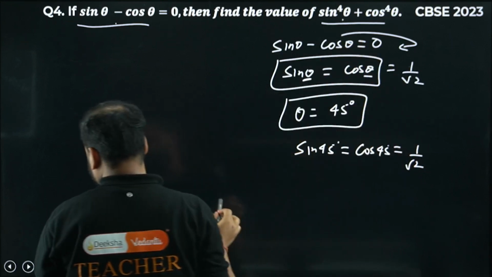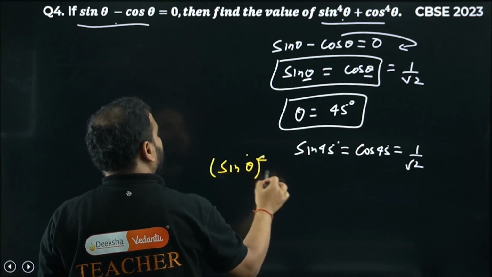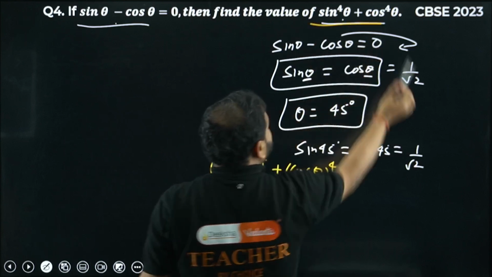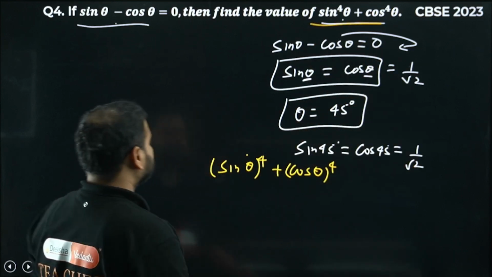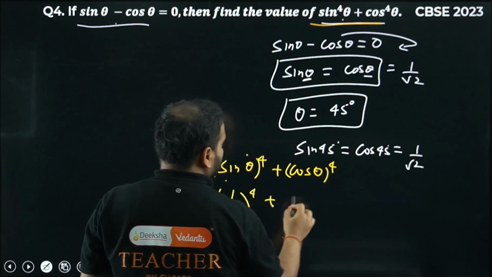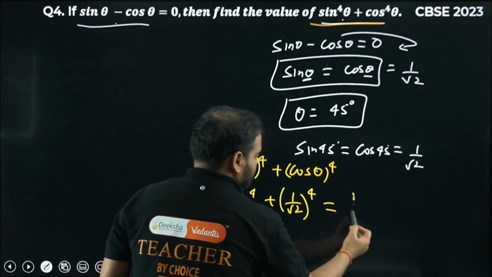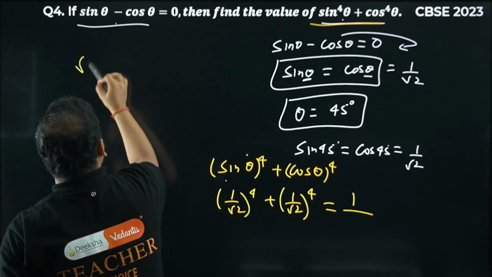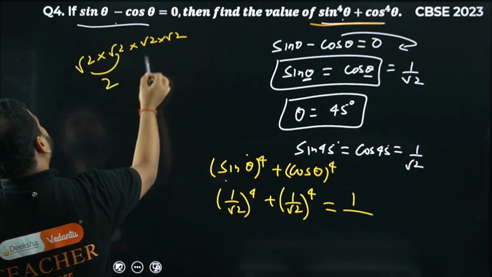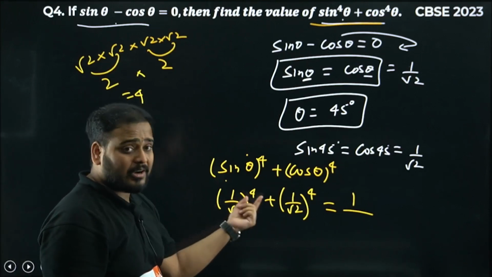Check here, what are they asking? Sin to the power 4, right? I can write here sin theta to the power 4 plus cos theta to the power 4. They are asking this value only. Please check here, I can write in this format, no confusion whatsoever. Sin theta is how much? 1 by root 2. So (1 by root 2) to the power 4 plus (1 by root 2) to the power 4. How much is that? I'm multiplying root 2 times root 2 times root 2 times root 2. This is 2, this is 2, multiply them, 4.